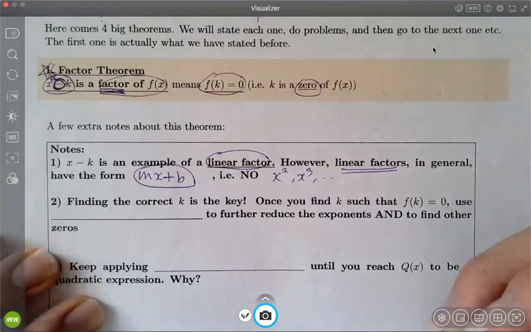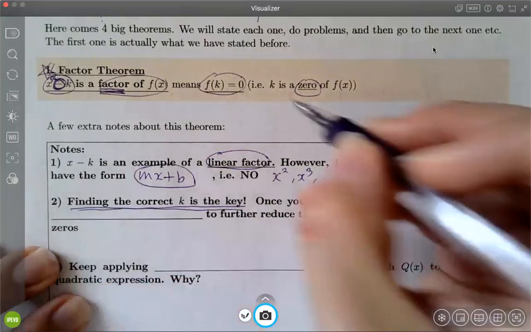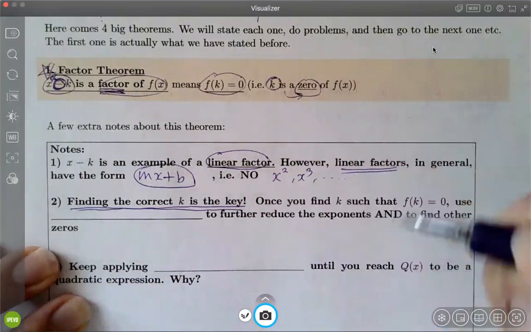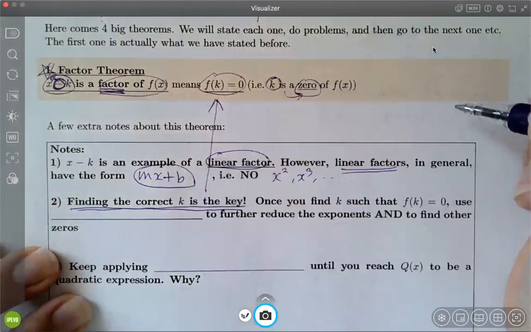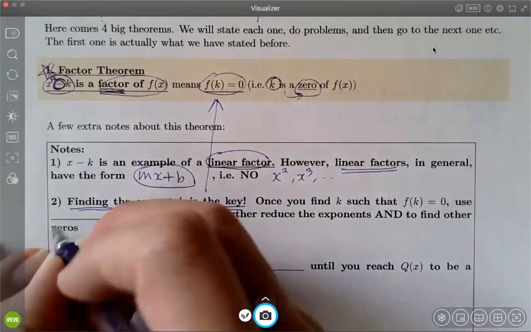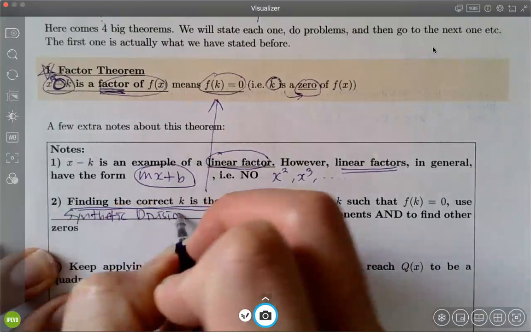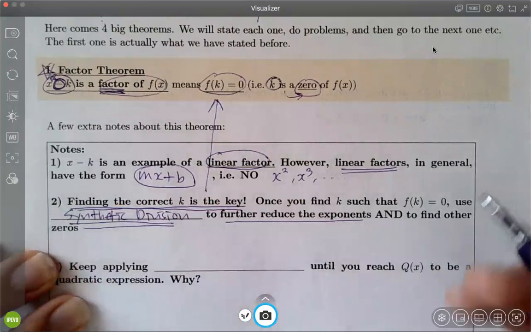Now, finding the correct k is the key. What does that mean? Remember, k is the 0. So you have to find the correct k such that f of k is equal to 0. You plug that number into x and you get 0. Once you find k such that f of k equals 0, in other words, k is a 0, use the synthetic division to further reduce the exponents and also to find other zeros.